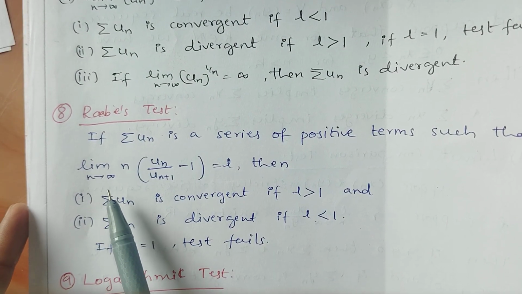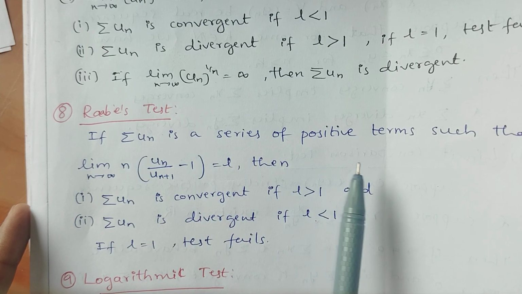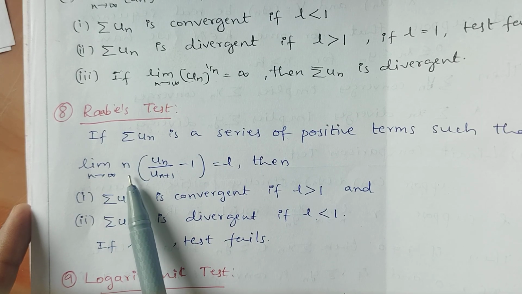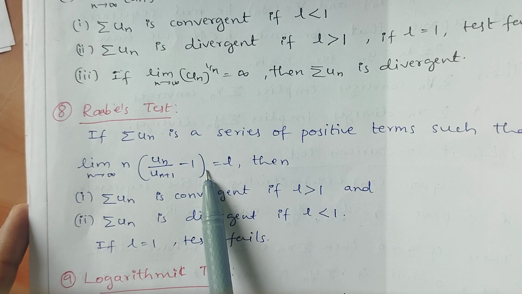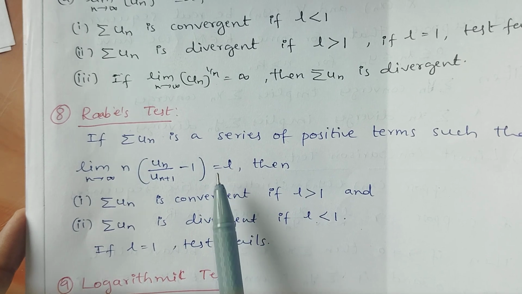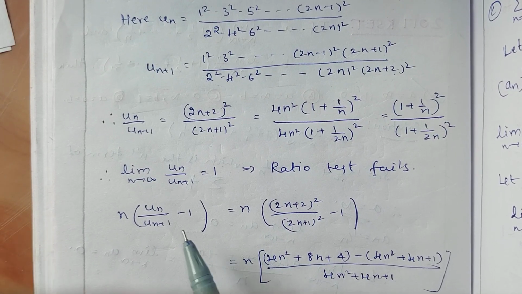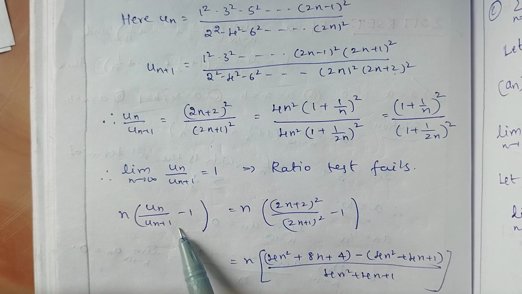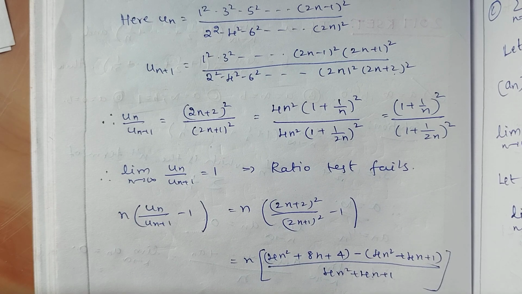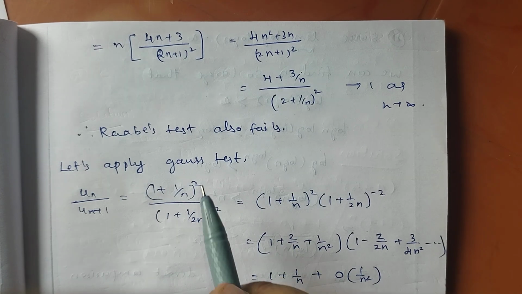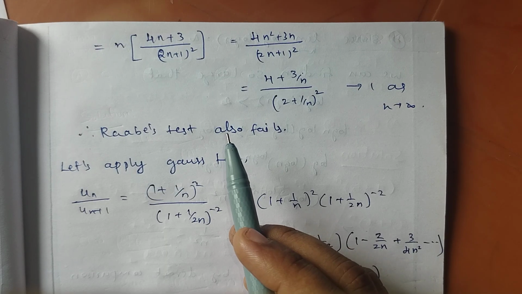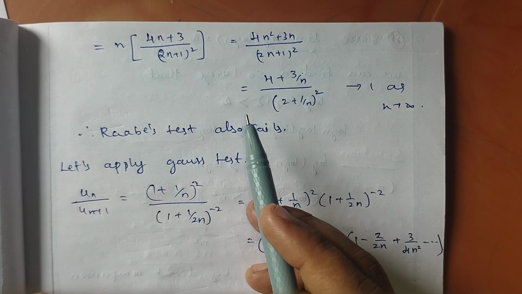According to Raabe test, un is a series of positive terms, limit n tending to infinity of n into (un by un+1 minus 1). So let us apply that Raabe test. If you apply the Raabe test, n into (un by un+1 minus 1), you will get this. If you want, please pause the video and make the calculation yourself.